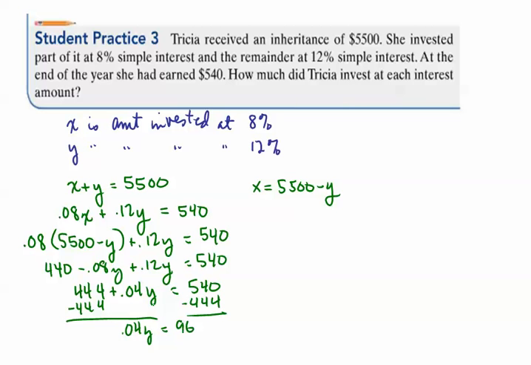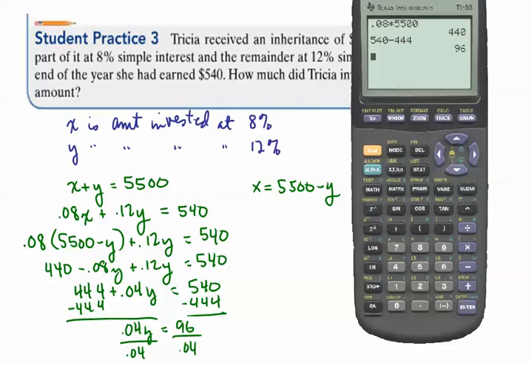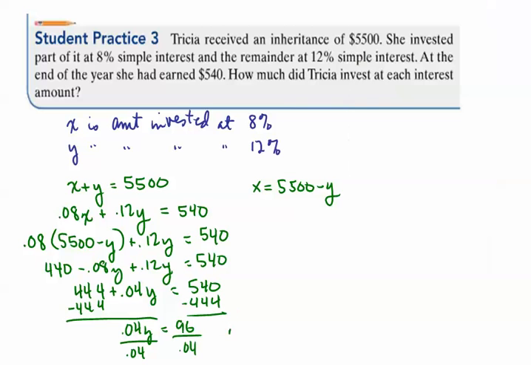So therefore 0.04y equals 96. Dividing both sides by 0.04 is going to give us 96 divided by 0.04 is $2,400. So y would be equal to $2,400. And we go back to our equation that tells us x in terms of y. That would be 5,500 minus 2,400, and that's going to give us a value of 3,100.